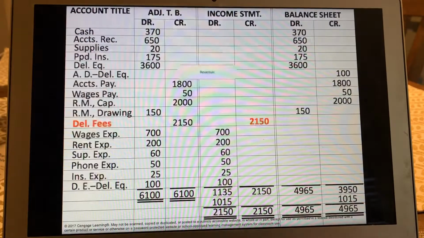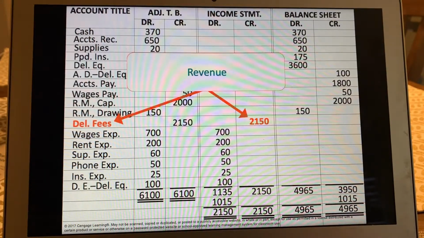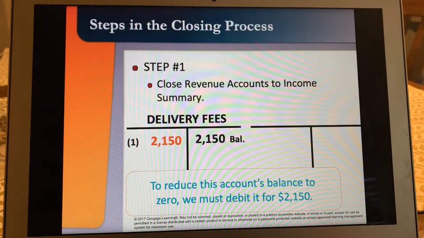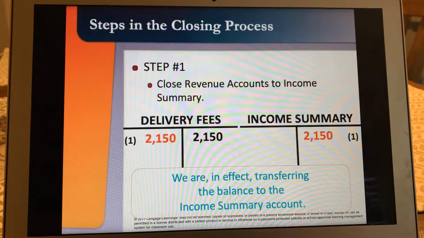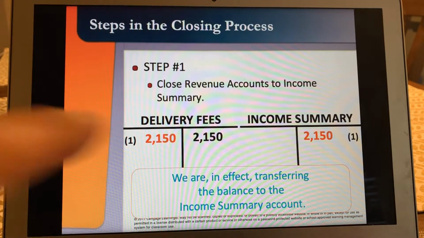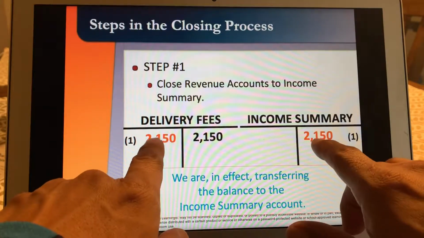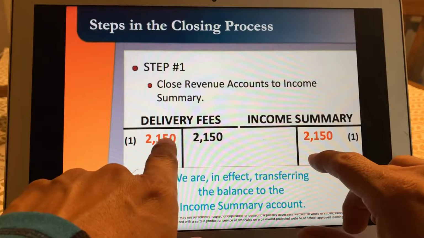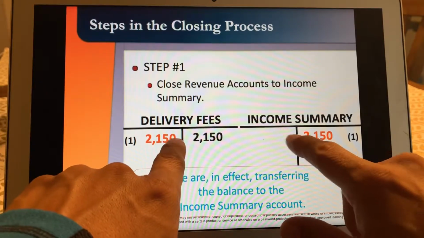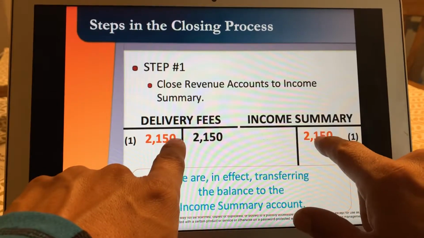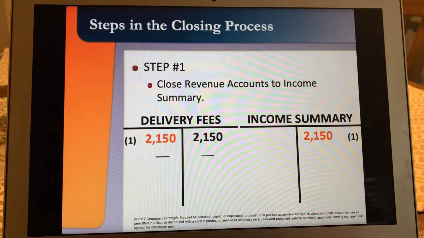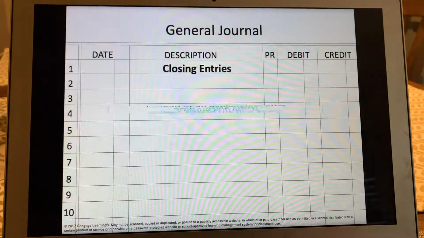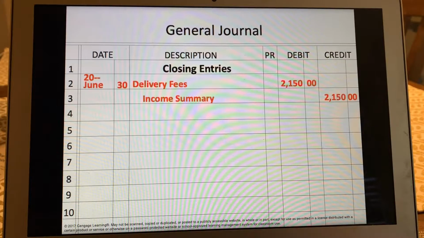So here's what this would look like. Revenue, delivery fees, is $21.50. So balance, delivery fees, $21.50. That also goes to income summary. Remember, when we have a debit, we always have to credit. So we're closing this delivery fees, our revenues, but we're putting it on our income summary as a credit. And let's journalize the entry. So closing entry: delivery fees, $21.50, income summary, $21.50.